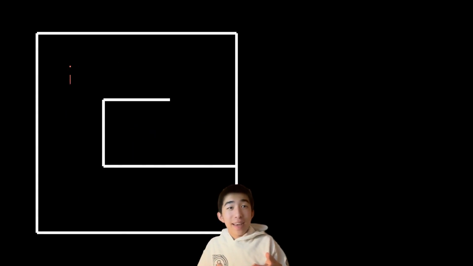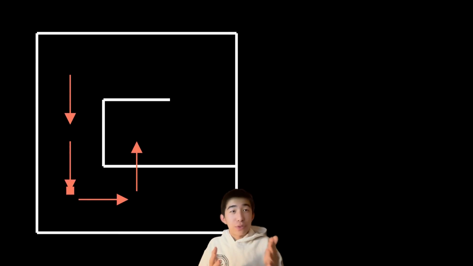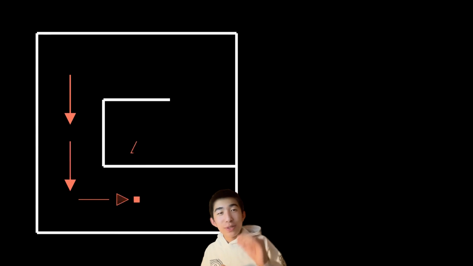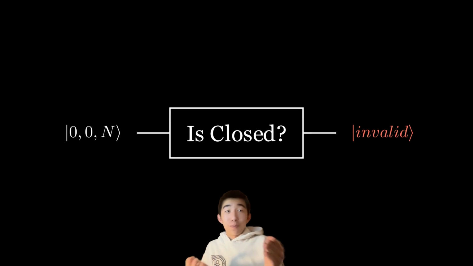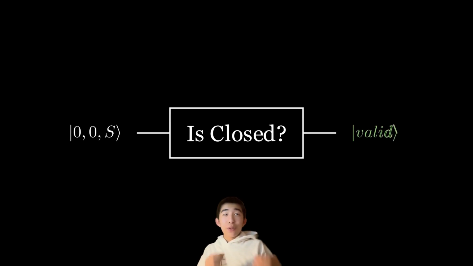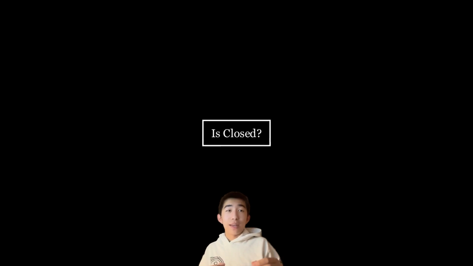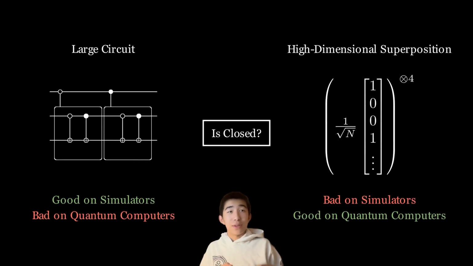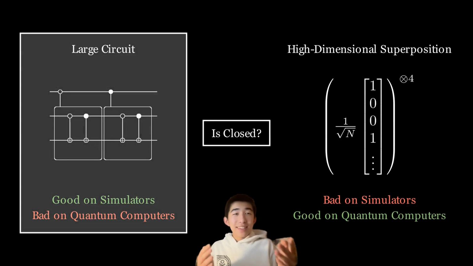But wait, you may ask, how do you know if a path is valid? What if it goes through a wall? Well, I would like to introduce to you the is closed gate, which tells us if a desired move will break the rules of a maze. So there are 2 ways to implement this. The first one is using a large circuit, and the second is using a high-dimensional superposition. Without going into the specifics, one is more efficient for simulators, the other more efficient for quantum computers. Since we have limited access to the latter, our is closed gate looks like this. Basically, this is how we ensure that our paths don't break the maze's rules.